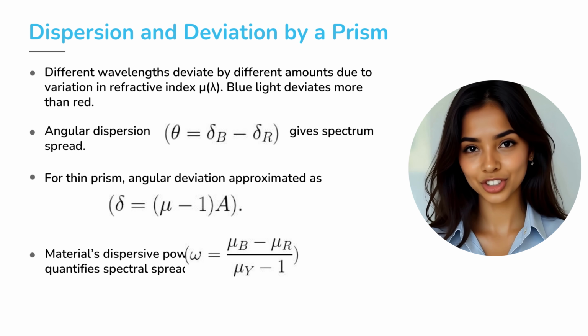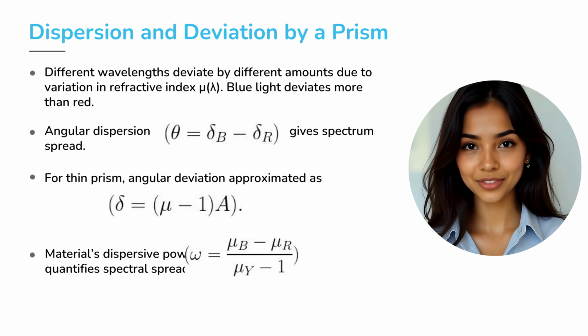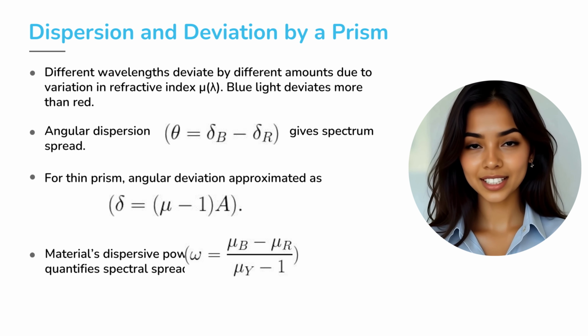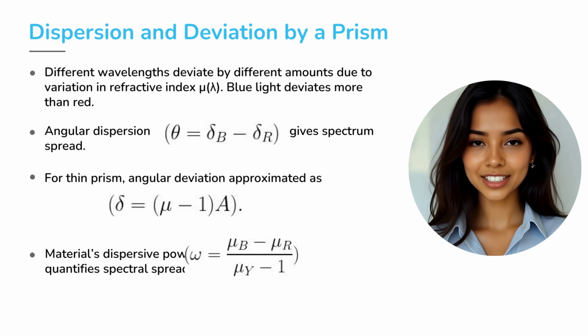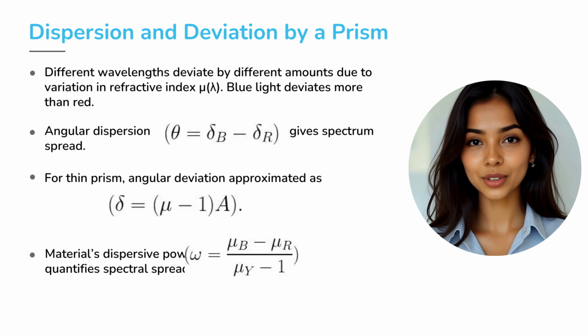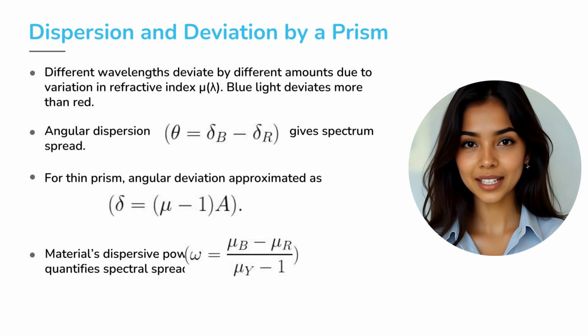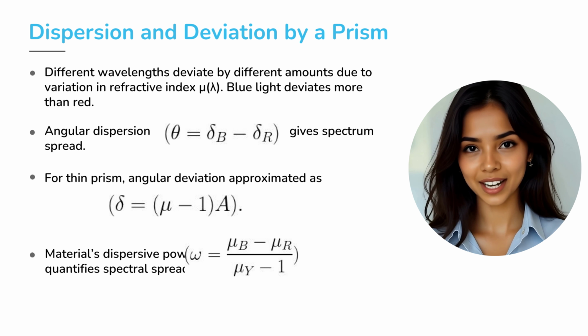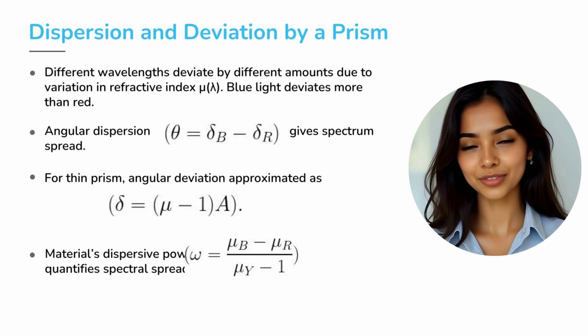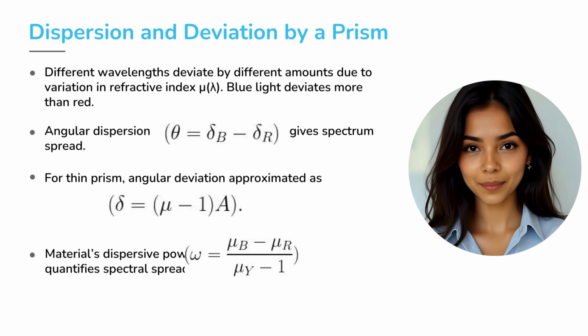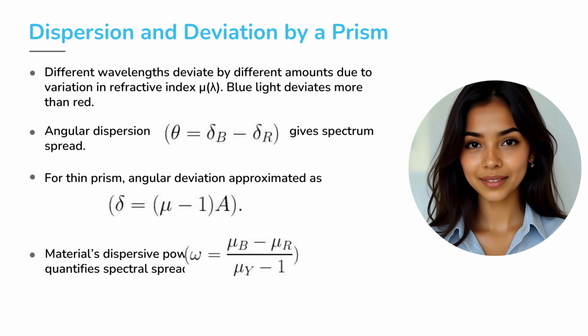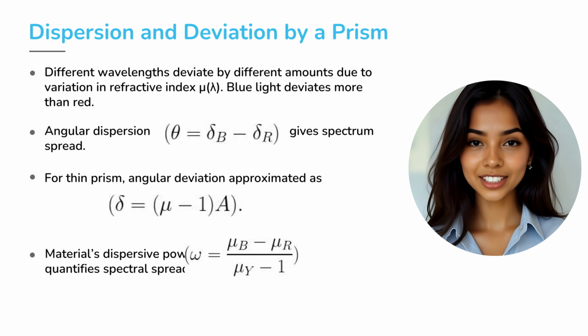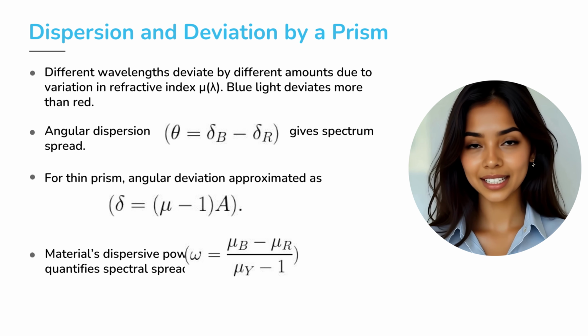The angular dispersion, which we'll call theta, is defined as the difference between the deviation angle of blue light, delta sub b, and that of red light, delta sub r. This angular separation explains the spreading out of colors. For very thin prisms, the total deviation delta can be approximated as the product of the difference between mu and 1 multiplied by the prism angle A. In other words, delta roughly equals open bracket mu minus 1 close bracket times A.